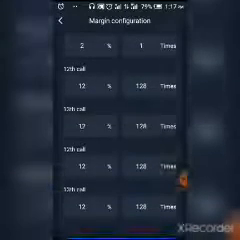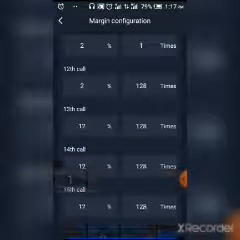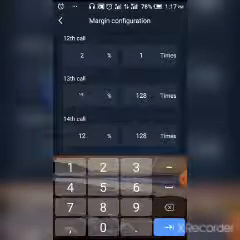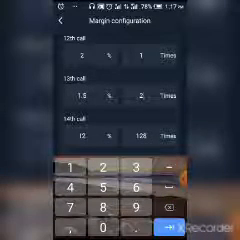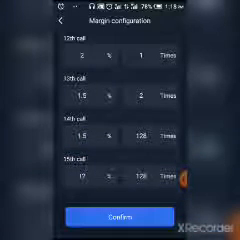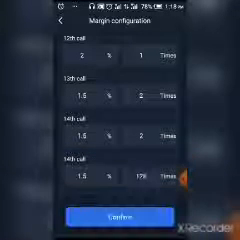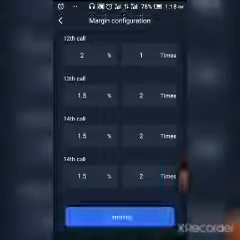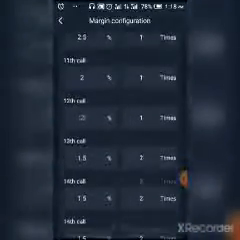At the 12th call, if it drops by 2%, buy one time. If it drops by 1.5%, buy two times. If it drops by 1.5% again, buy two times. And the last call, if it drops by 1.5%, buy three times. Okay, now let's do the calculation.